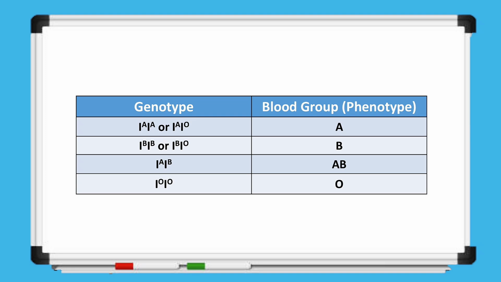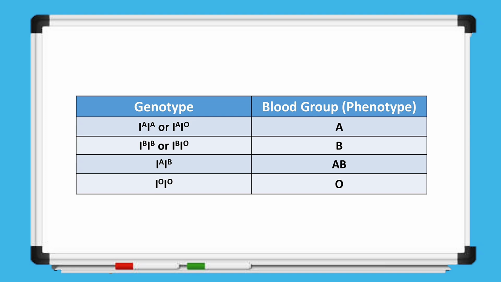For blood group A, a person can have either 2 A alleles or 1 A allele and 1 O allele. In both cases, the A antigen is produced, so the blood group appears as A. Similarly, for blood group B, a person can have either 2 B alleles or 1 B allele and 1 O allele, and in both cases the B antigen is produced, giving blood group B.